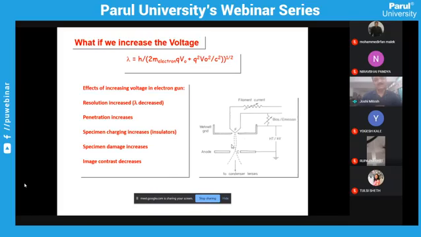In some cases, like in an insulator, the specimen charging is important, so you can identify the conductivity and resistivity of this material. Specimen damage also increases. If you increase to a higher voltage, your specimen may be damaged, and there are some contrast issues. So you need to identify what kind of interaction of electrons with this specimen is required.